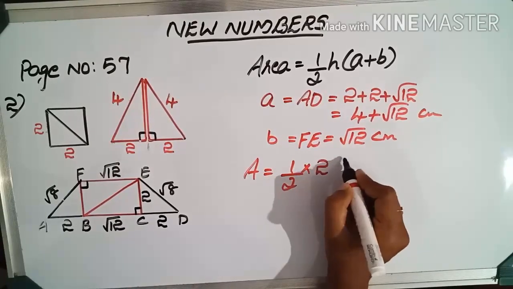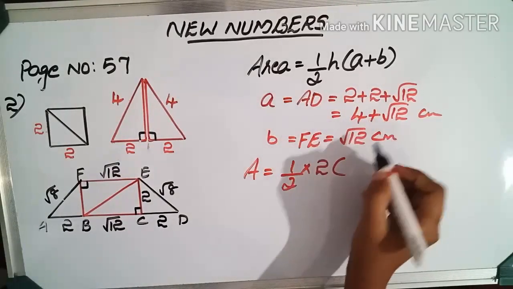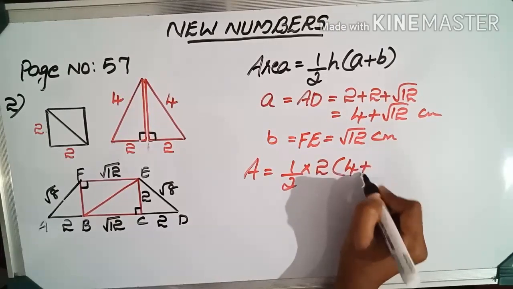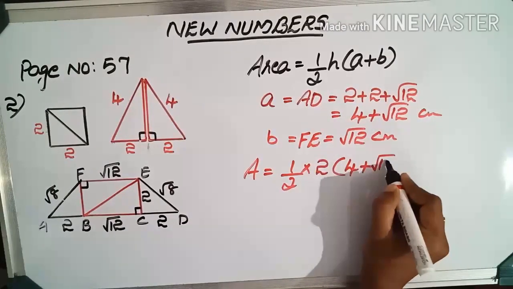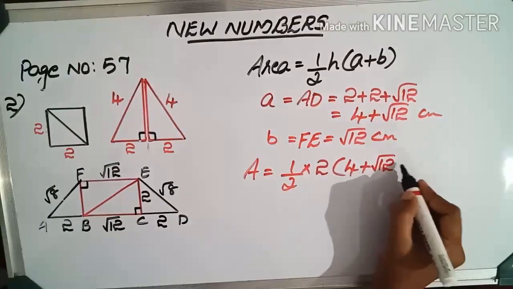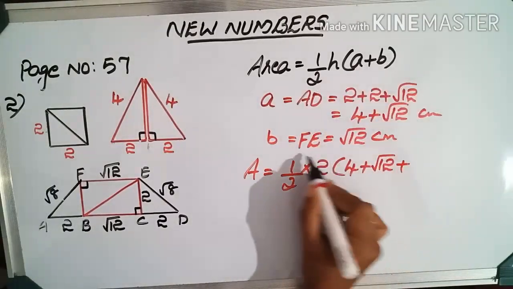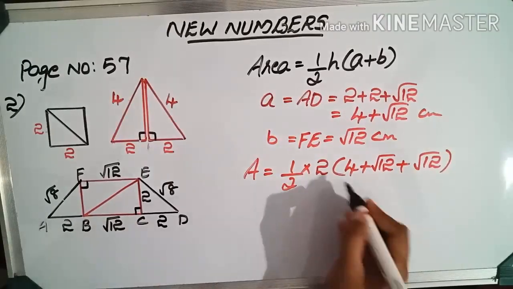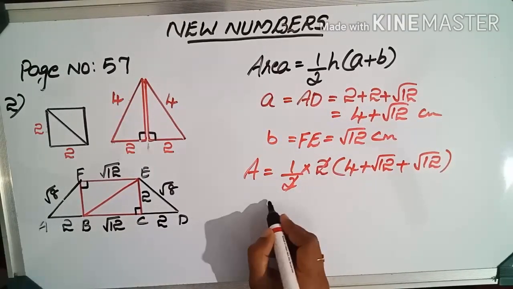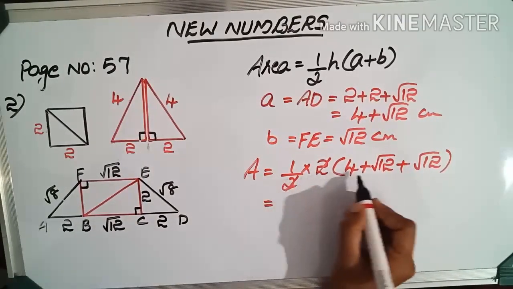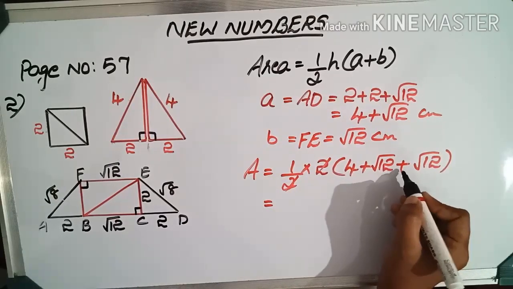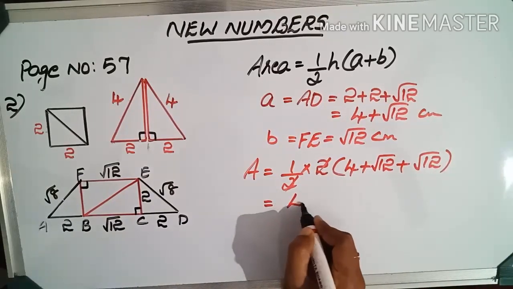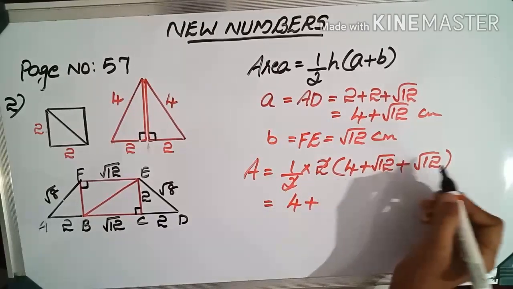Half into 2 into A plus B. A is what? 4 plus root 12. A is 4 plus root 12 plus B. B is what? Again root 12. Now here 2 and 2 we can cancel. Next remaining is what? 4 plus root 12 plus root 12.